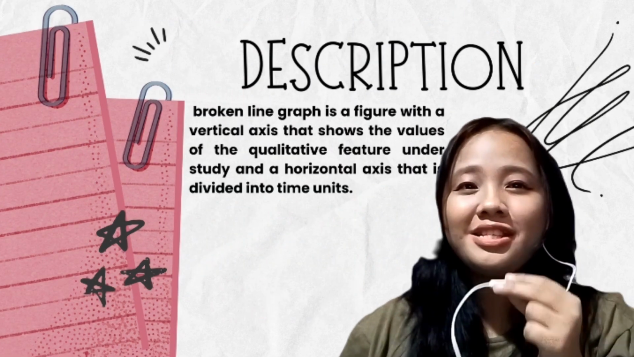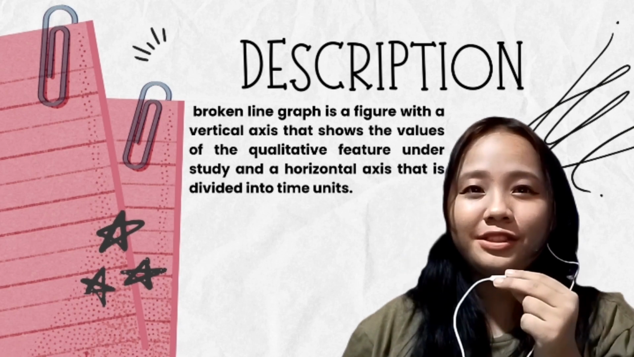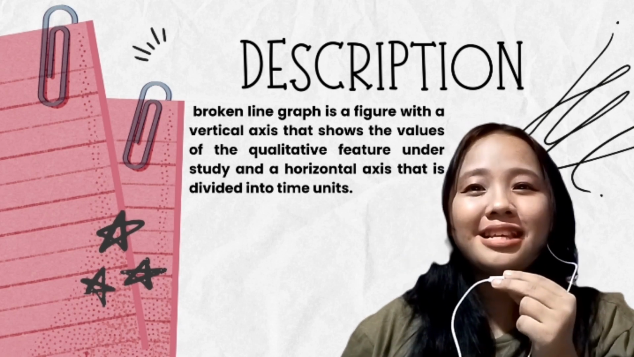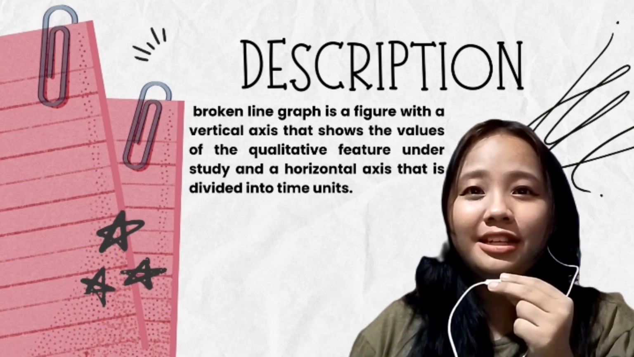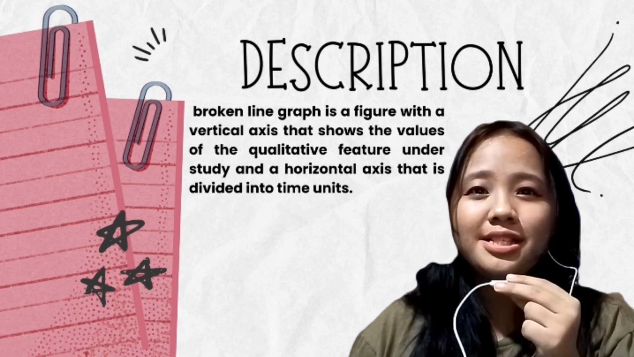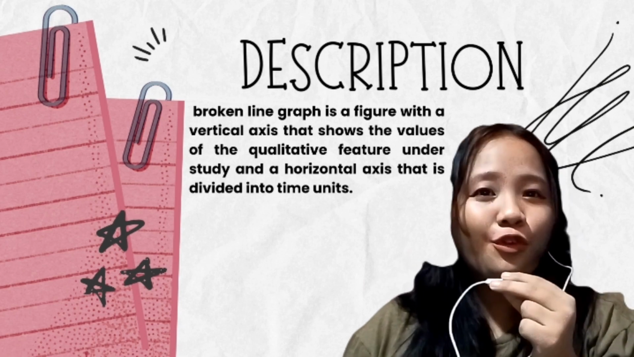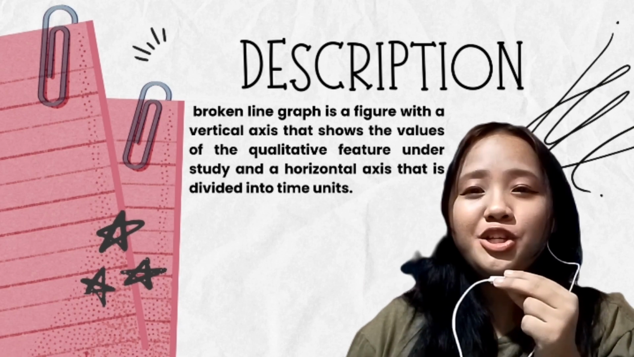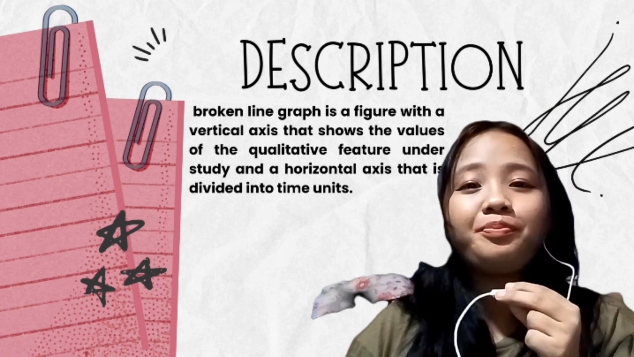A broken line graph is a diagram that has a horizontal axis divided into units of time and a vertical axis that displays the value of the quantitative characteristic studied, in which the data recorded is represented by points that are then connected to one another by segments to form a broken line that illustrates the evolution of the phenomenon under consideration.